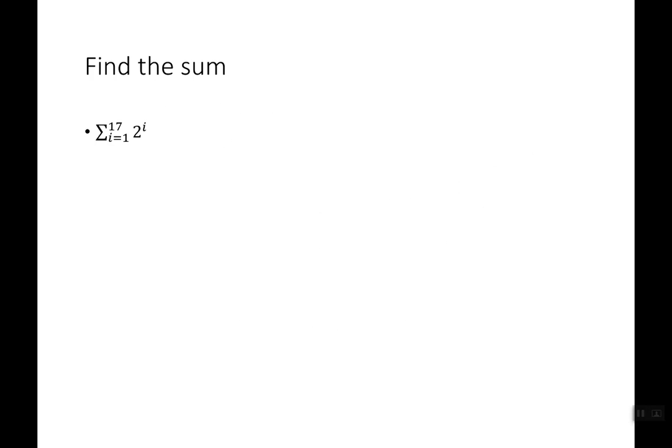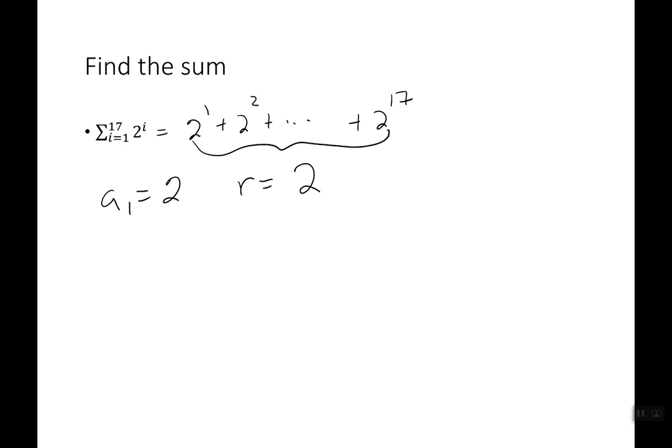This is the same thing, just said in a different way. So I have the sum from i equals 1 to 17 of 2 to the i. What does that mean? It means I have 2 to the 1, and then I have 2 squared, and I keep going up to 2 to the 17th. I'm looking for this sum. What do I want to know? Well, what was the first term? The first term was 2. What was the ratio? The ratio was also 2. And how many terms do I have? I have 17.